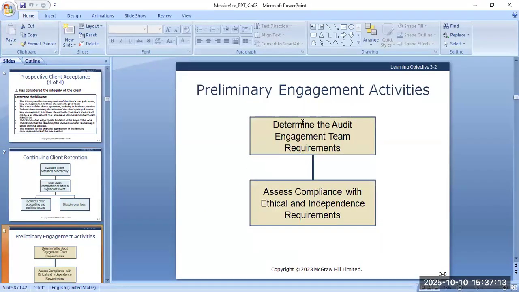Now on the preliminary engagement activities, we move to the next stage. Let's say we are accepting a new client or we continue with the client that we have. Now we have to do some preliminary engagement activities. First, we have to determine the audit engagement team requirements. And then we have to assess the compliance with ethical independence requirements.